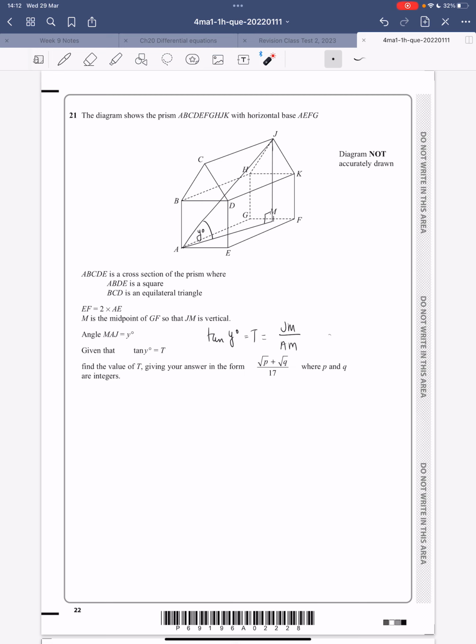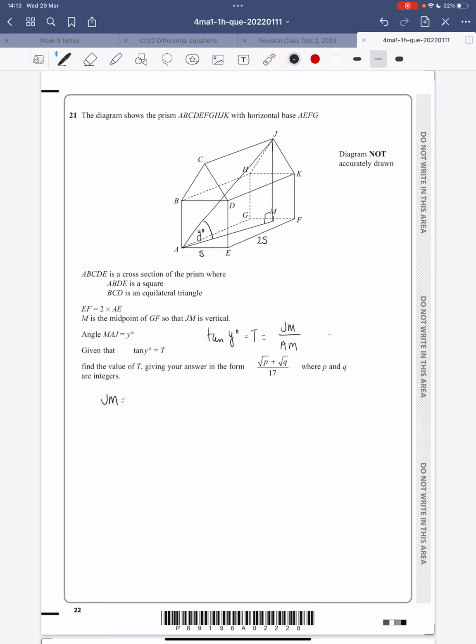Okay, and find the value of T, giving your answer in this form. So we need JM and we need AM, and then put it into here and arrive at this. Okay, so if we call this length there S for side, then this one is 2S, because it says E to F is 2 times A to E. Well, this is the side of a square, and that's twice of it. Okay, so we need JM and we need AM.